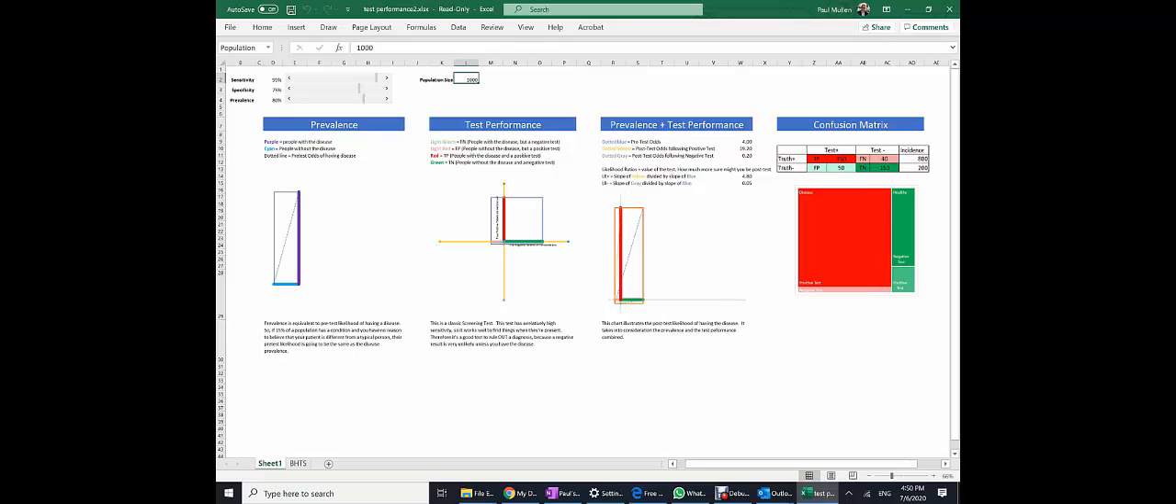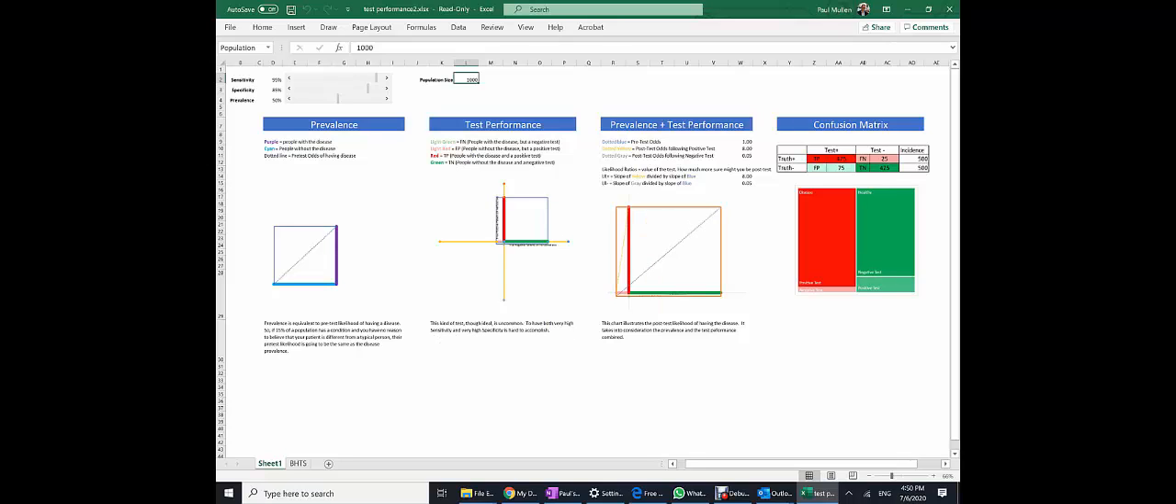Now, let me set the prevalence back to 50 here. Now, let's take the specificity, I'll put it back at 95%, and let's start to drop the sensitivity.